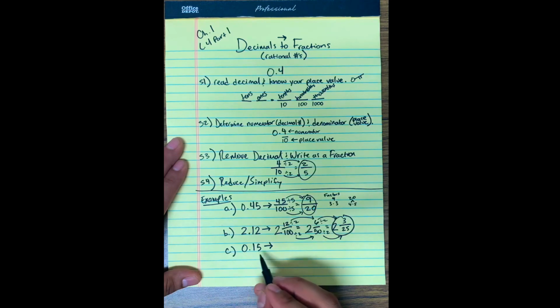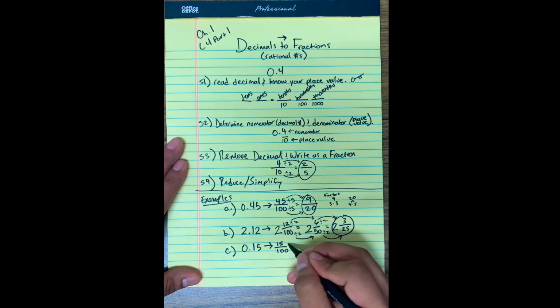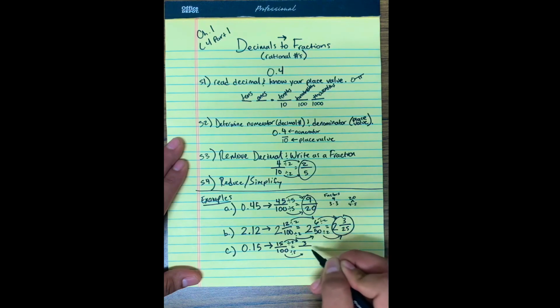Example C, read it. 0 and 15 hundredths, or just 15 hundredths. So your numerator is 15, your denominator is 100. They end with 5 and 0. They're divisible by 5. 15 divided by 5 is 3. 100 divided by 5 is 20. And you cannot reduce that anymore.